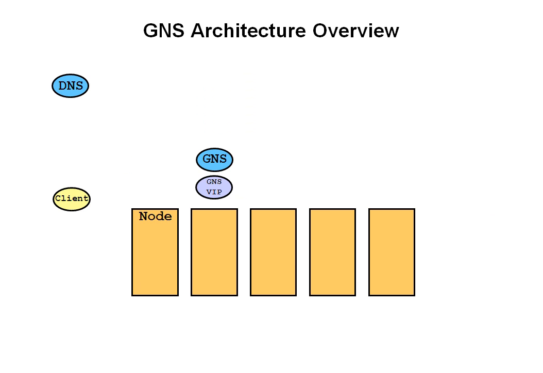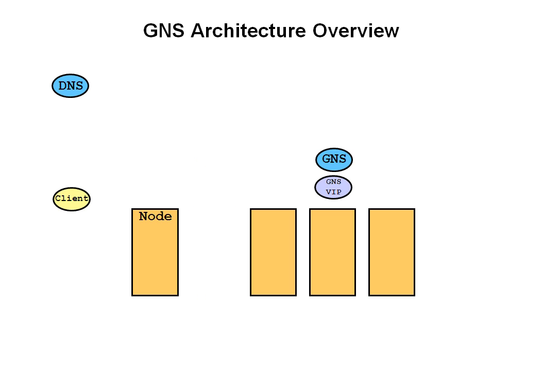The GNS daemon and the GNS VIP resource run on one node in your cluster. The GNS daemon listens on the GNS VIP using port 53 for DNS requests. Oracle Clusterware manages the GNS and the GNS VIP to ensure that they are always available. This means that if the node on which GNS is running fails, then Oracle Clusterware fails GNS over along with the GNS VIP to another node in the cluster.